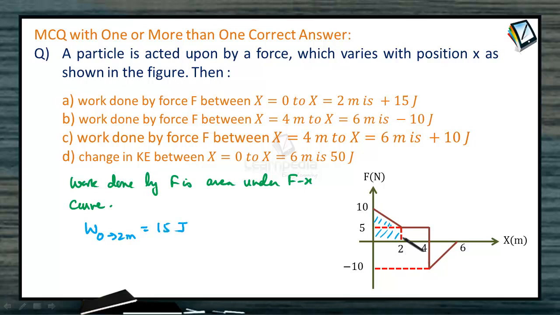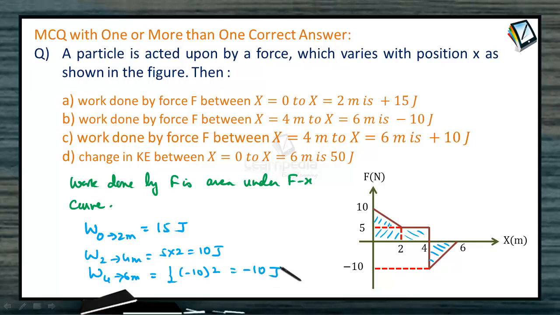Then between 2 to 4 meter, work done from 2 to 4 meter is the area under this, 5 into 2, that is 10 joules. Now work done across 4 to 6 meter is half of minus 10 into 2, that is minus 10 joules.